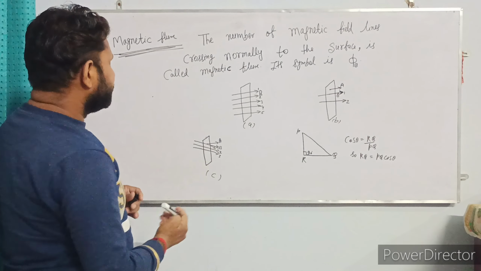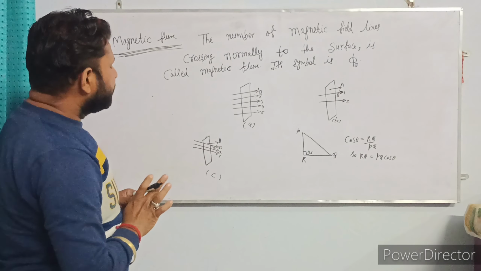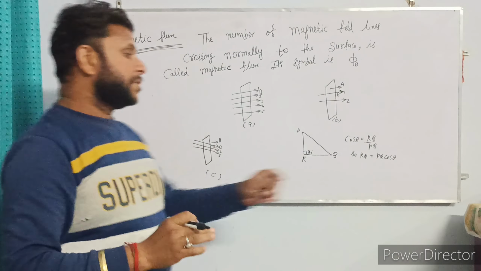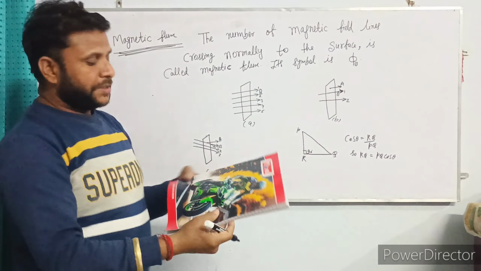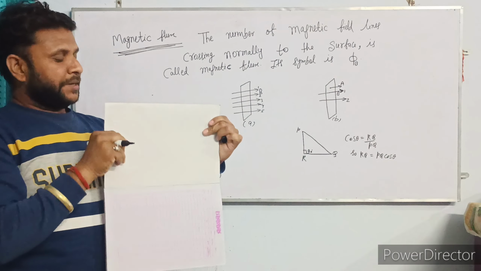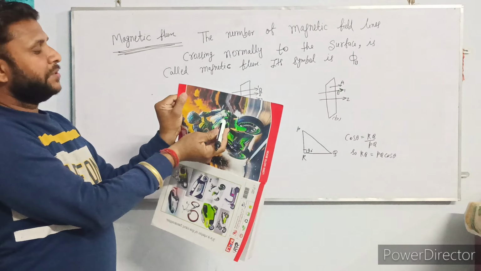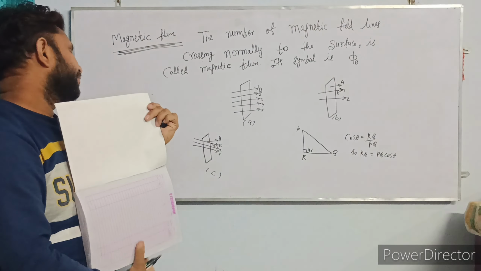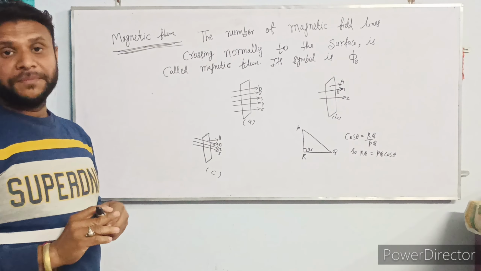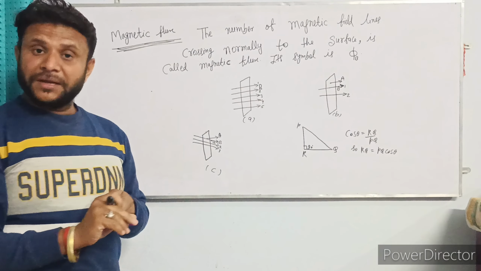Any angle occurs between A and B. As we know, the area vector is outwards. Suppose it is a book's page. It is a plane surface, with the area vector in this direction and also in this direction, perpendicularly. Okay students, it is the basic concept we have to understand to know the concept of magnetic flux.